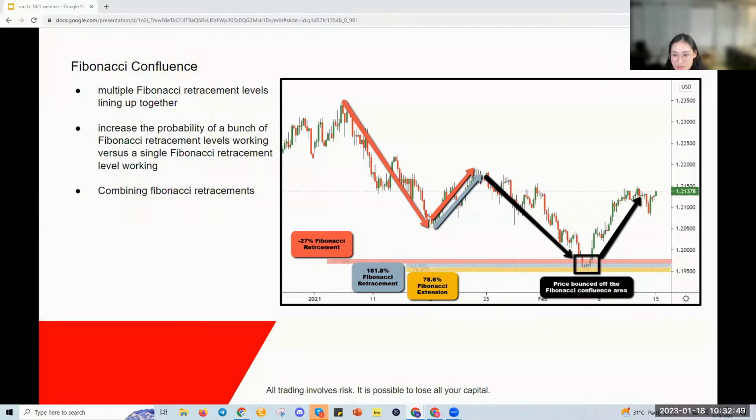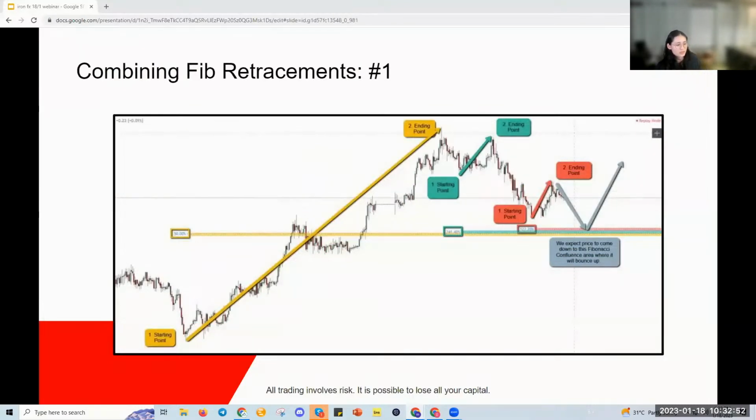Okay. So here's our first example. We have a Fibonacci retracement starting from here and ending here. And this gives us a 50% Fibonacci retracement, and the level is in yellow, this level over here. So that's the first one. Secondly, we have a Fibonacci retracement starting from here and ending here. And this gives us this green area over here. And then it lines up nicely with the 50% Fibonacci retracement.